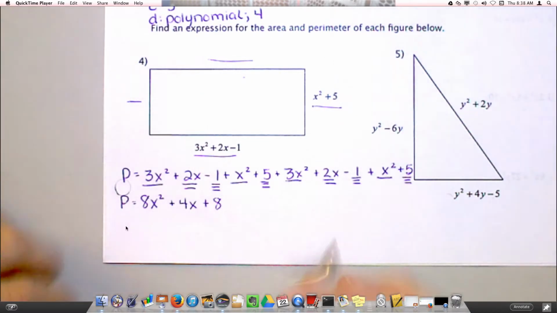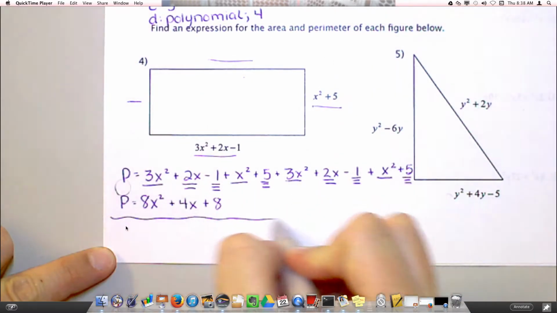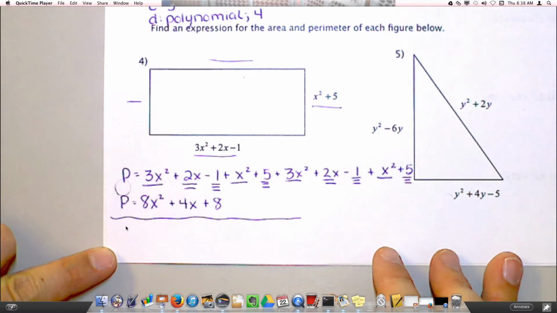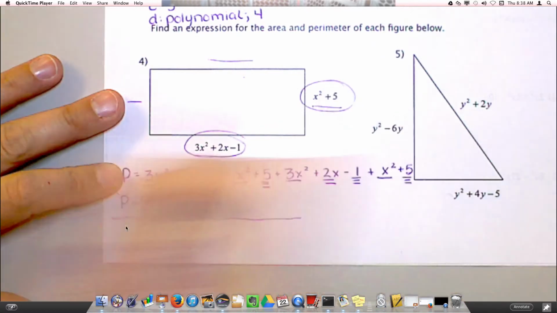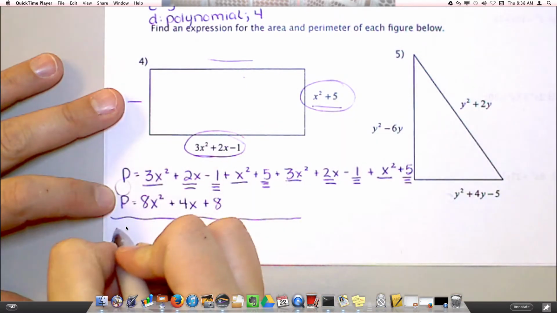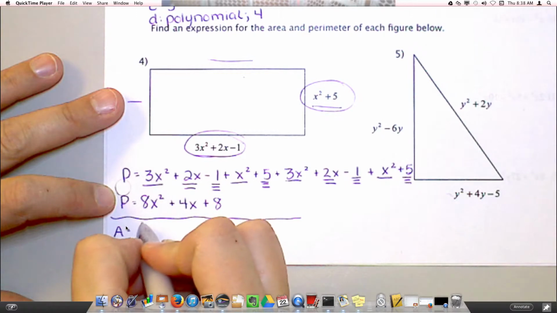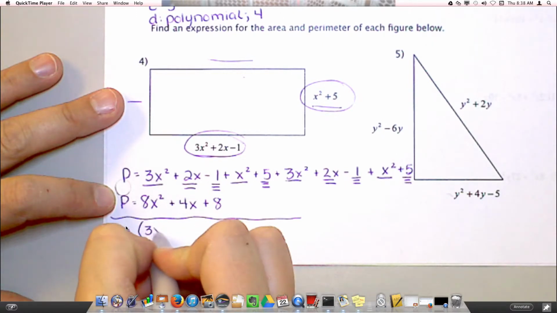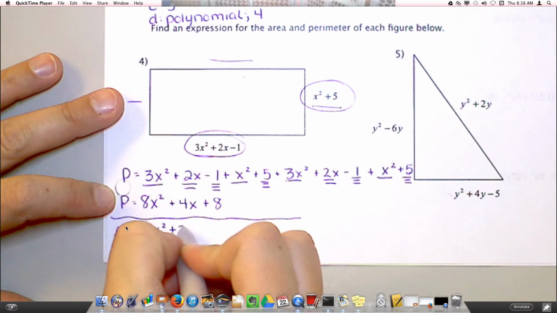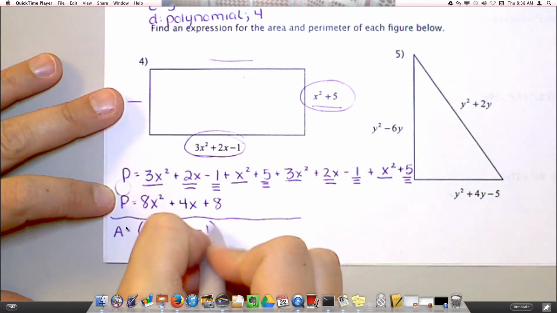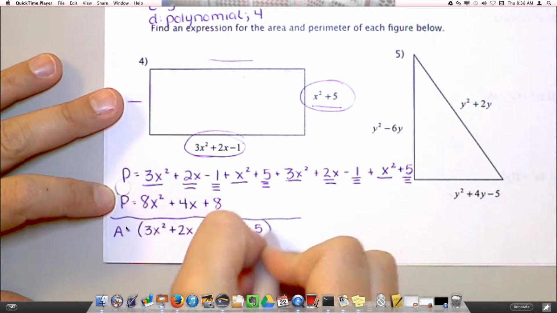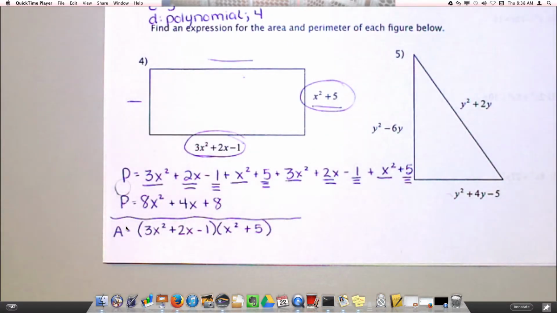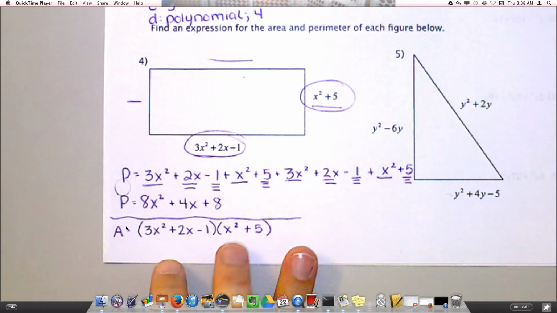All right, let's talk about area. How do you do area of a rectangle? Okay, length times width, you just multiply. So I am just multiplying this and this together. So for my area, I'm going to do 3x squared plus 2x minus 1 times x squared plus 5. And then I have to FOIL or distribute. FOIL isn't really the right term here because you've got 3 terms here.